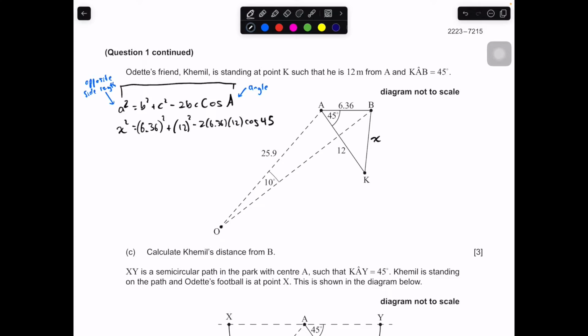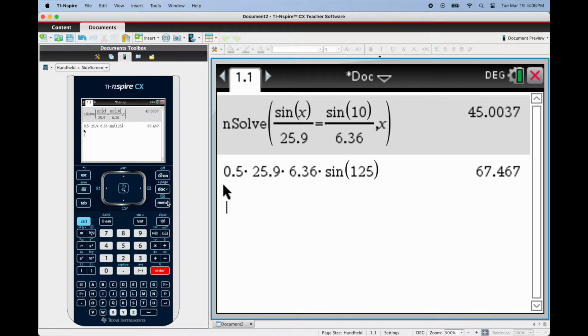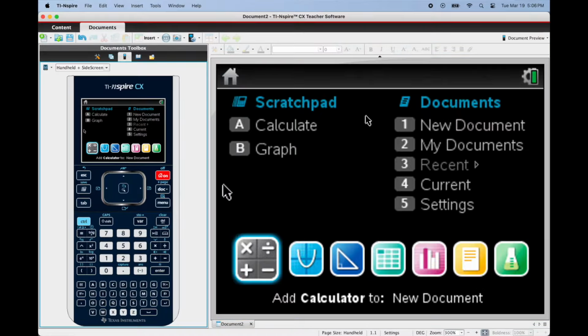Okay, that's it. Now, I mean, we can just type this all into our calculator and then essentially take the square root of all of this, but we can also n-solve this. I'm actually going to work this out by finding the value of everything on the right side and then taking the square root. So let's go back to the calculator here. Let's clear a page actually.